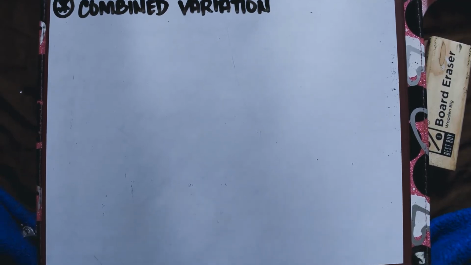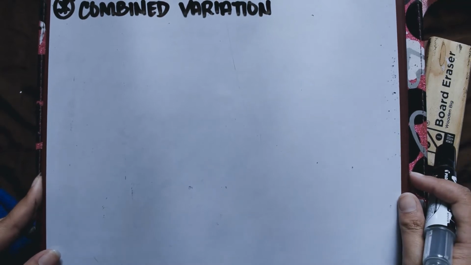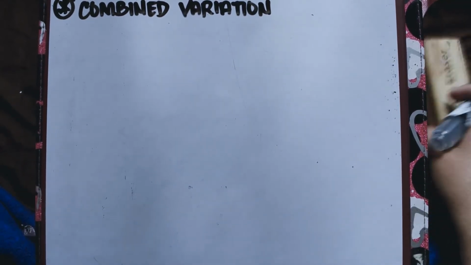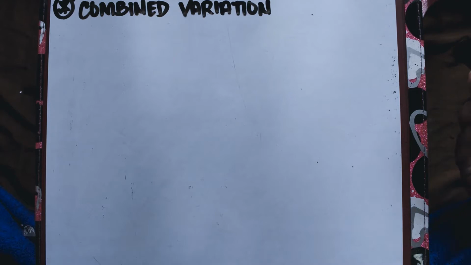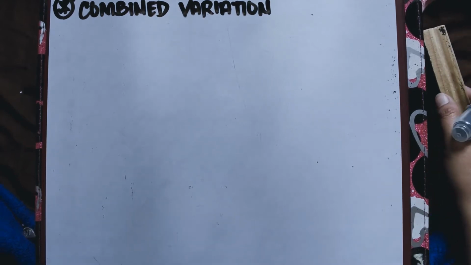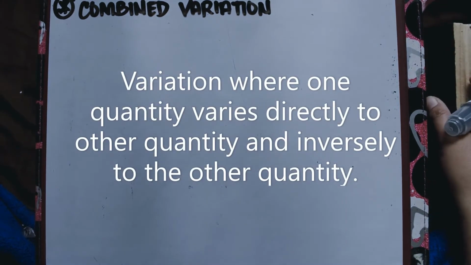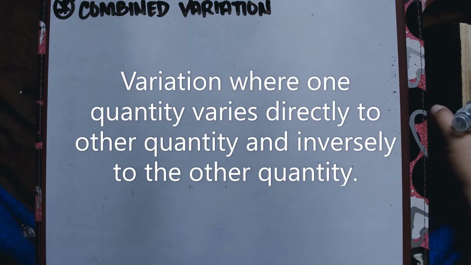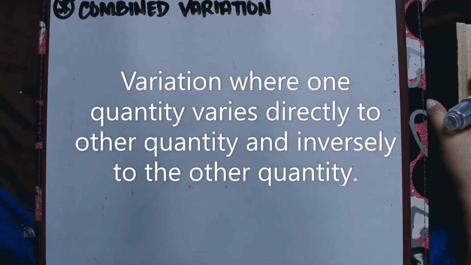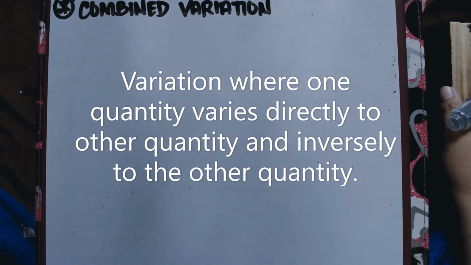Okay, so ipagpatuloy na natin. So let's now discuss combined variation para masagutan natin yung letter B doon sa inyong learning task. So ano po ba ang combined variation? So definition po muna tayo. Pag sinabi natin combined variation, ayan, so variation daw where one quantity varies directly to the other quantity and inversely naman to the other quantity. So, ibig sabihin yung combined variation pala is pinagsamang direct na at inverse.